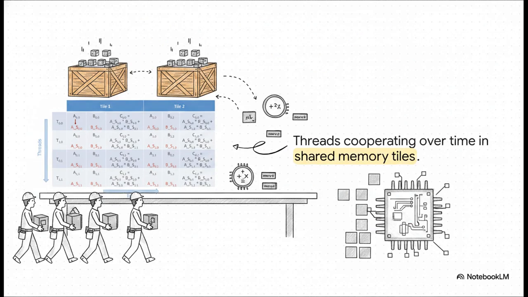If you track this over time, it's exactly like a highly coordinated pit crew. Thread 0 grabs a piece of data, thread 1 grabs the next, until a whole crate of data is sitting right there on the shared workbench. Once it's loaded, every single thread can read from that same crate over and over again. No one has to make that long walk back to the global memory warehouse. They just do the math, store the result, and move on to the next tile.